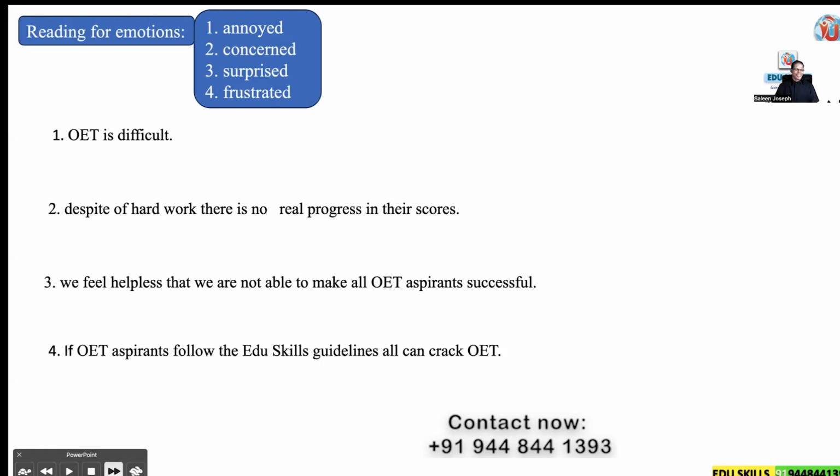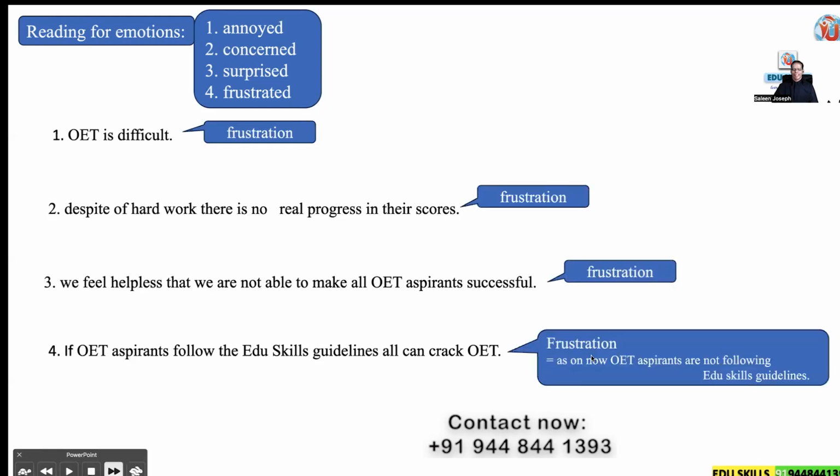It shows my frustration. If OET aspirants follow the EduSkills guidelines, all can crack OET. Does it mean that you are following or not following? What is the meaning? You are following the instructions or you are not following the instructions? Not following means I am really concerned. Frustrated. I am frustrated because you are not following the guidelines. I'm giving you so many strategies, so many tips, so many ways to practice, but you are not following it. I'm not concerned. I want to give up. I don't want to teach you. I am frustrated, right? Don't take it seriously, okay? So examples of frustration: OET is difficult. Again, frustration.